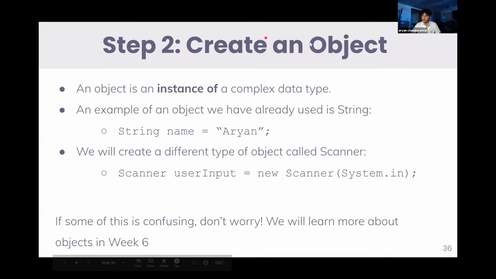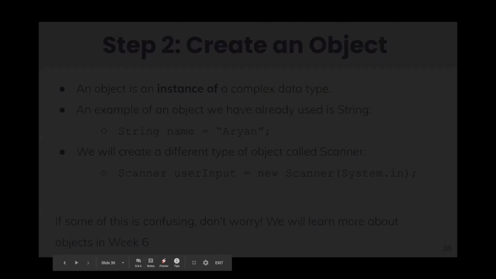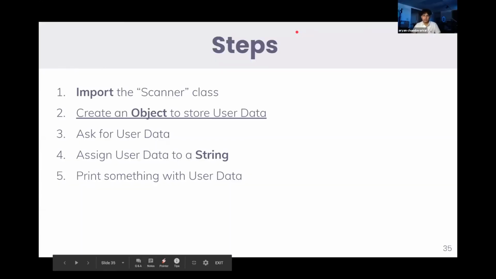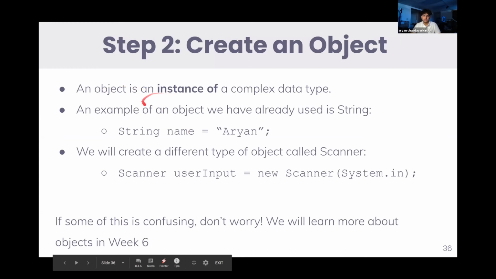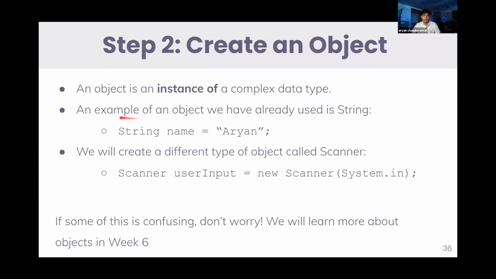No problem. So basically, the second step in being able to read user data is to create an object to store user data. And all we do is we create an instance of a complex data type. So an example of an object that we've already used or we already know is a string. And so the object here is name.